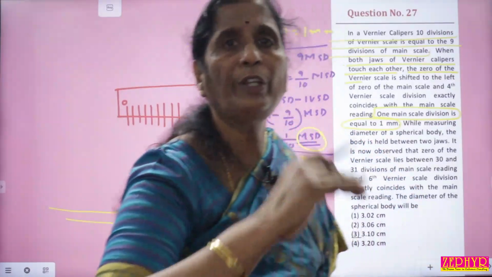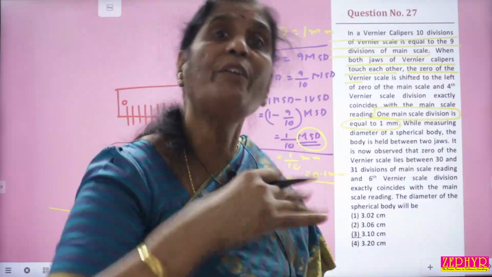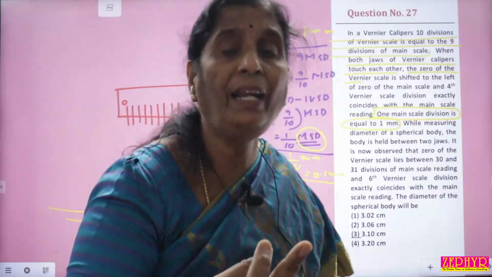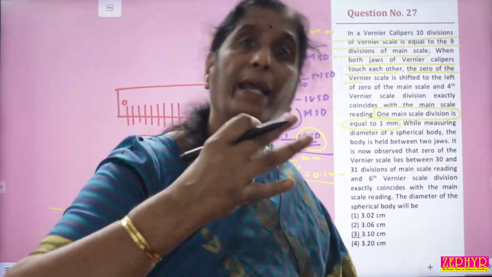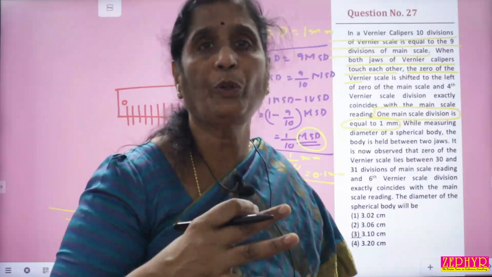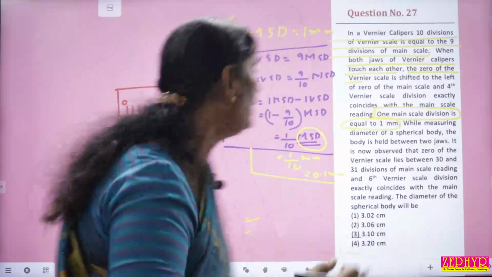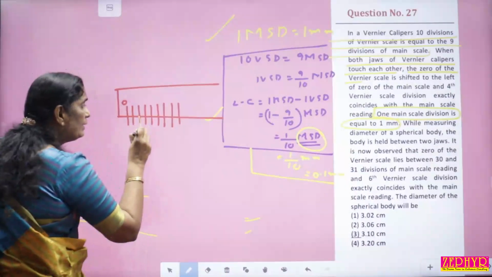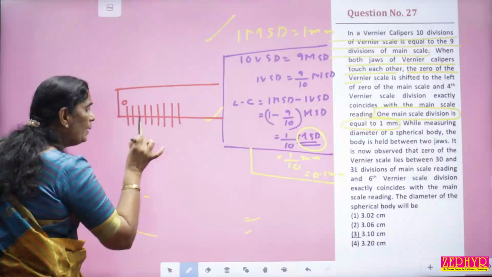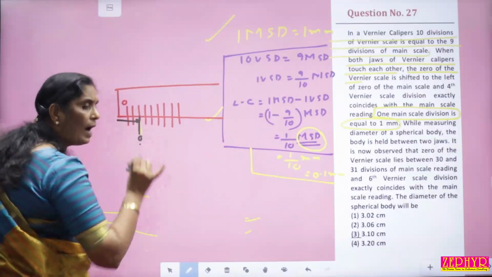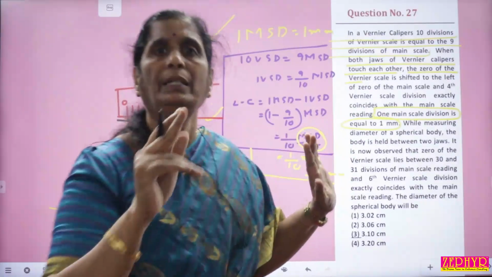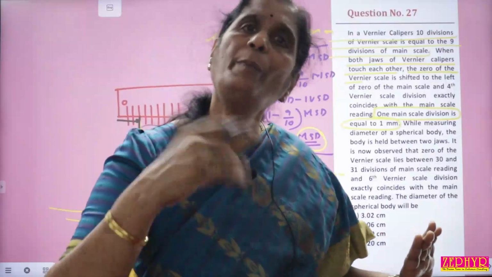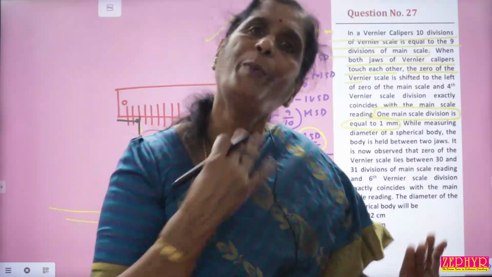But sometimes if the zero of the linear scale is on the right side, then the correction will be minus and the error will be positive, because it is extra. If the zero of the linear scale is presented here, that extra has to be cut. That is called correction. So correction will be minus, so error will be positive.